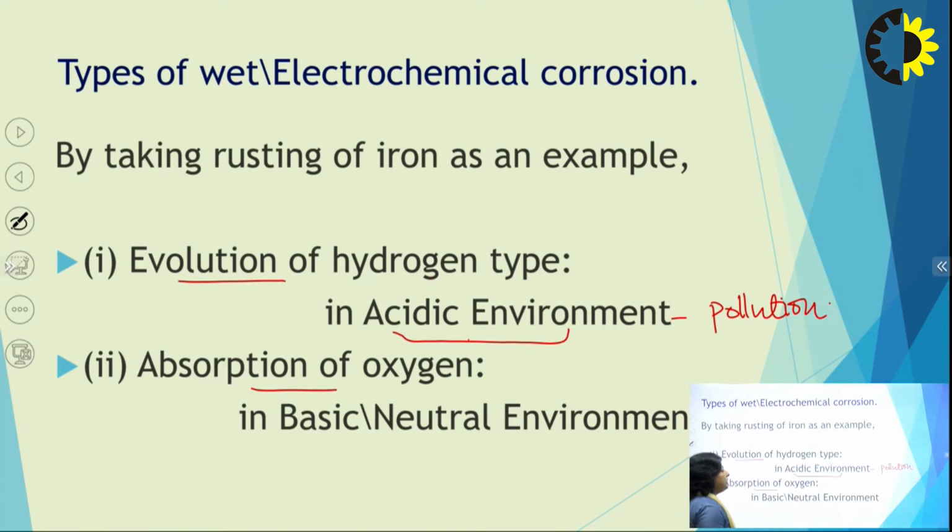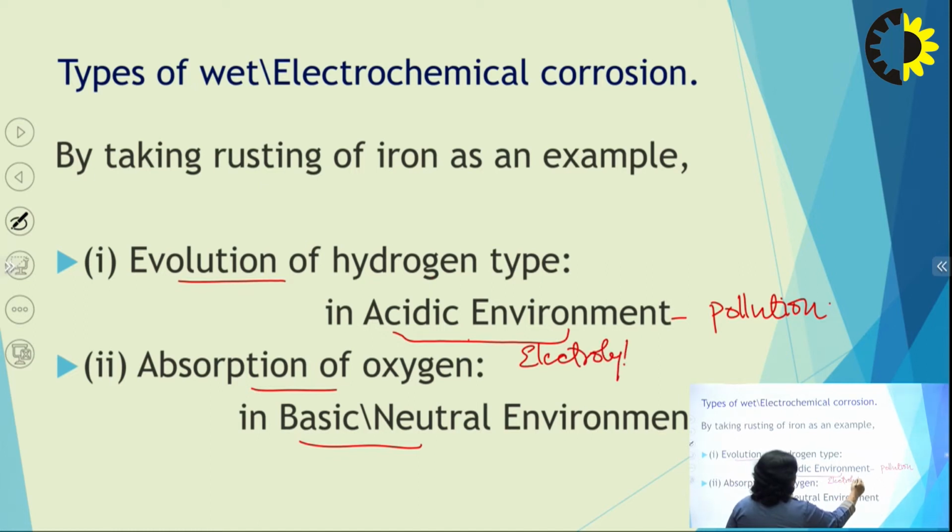And the second one is absorption of oxygen type of corrosion. What is the role of the environment? This is the electrolyte. On the basis of this, the corrosion product will be changed. So these are the two types of corrosion: one with the acidic environment, the second with the basic or neutral environment.